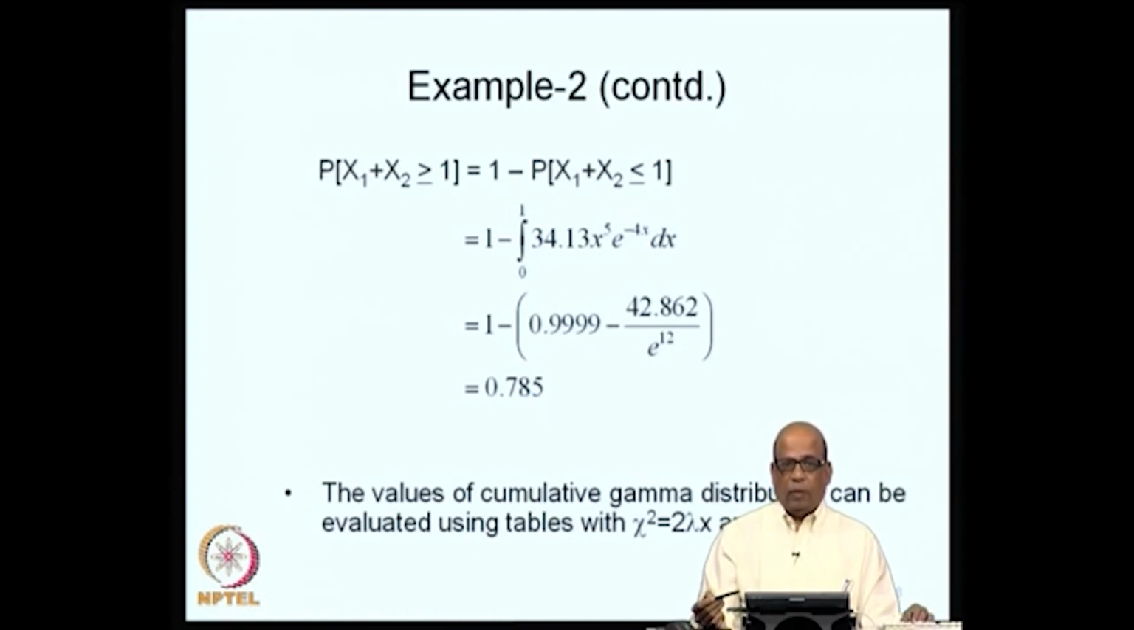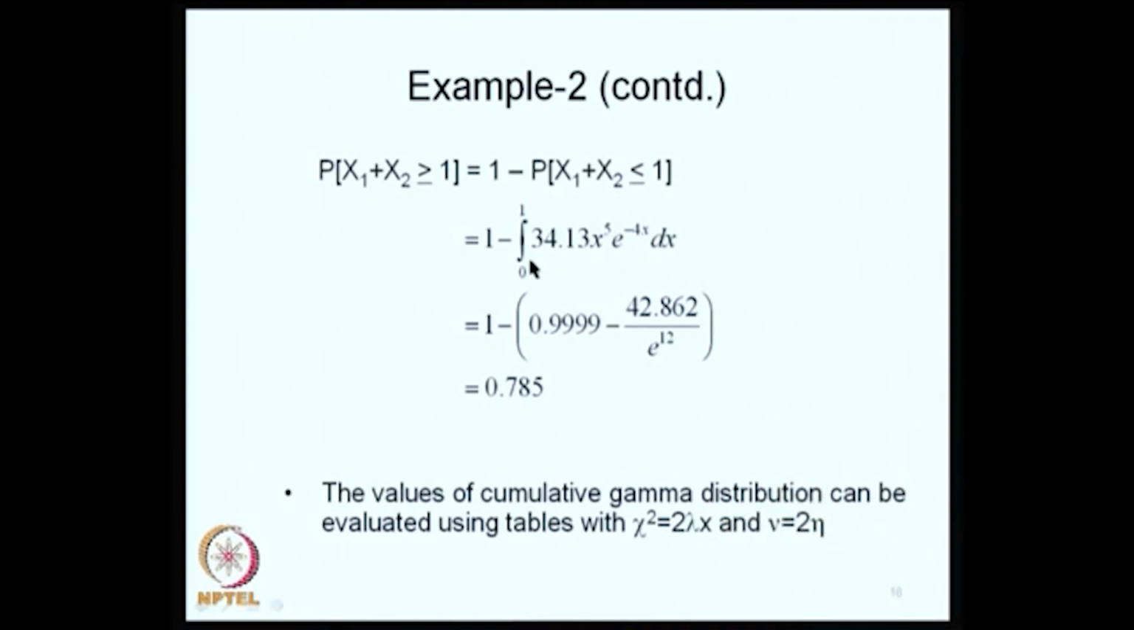There are also tables available, in which case you do not have to go through this integration over and over again. The tables for the gamma distribution typically use the parameters chi square and nu. The parameter chi square is given by 2 lambda x and nu is given by 2 eta. Eta is the parameter of the gamma distribution, which would be estimated from the sample values.